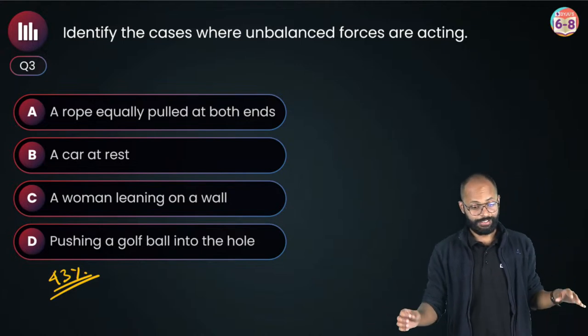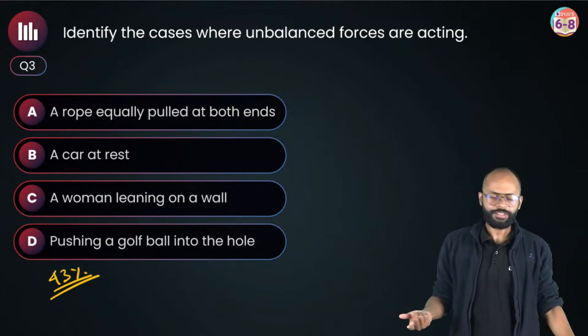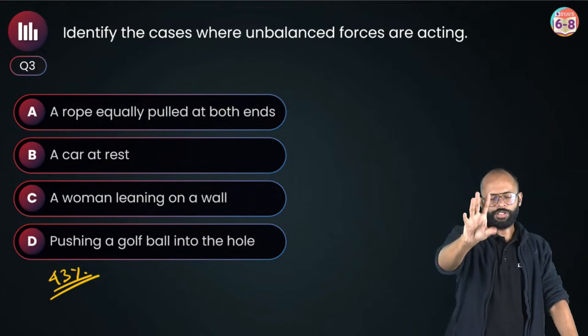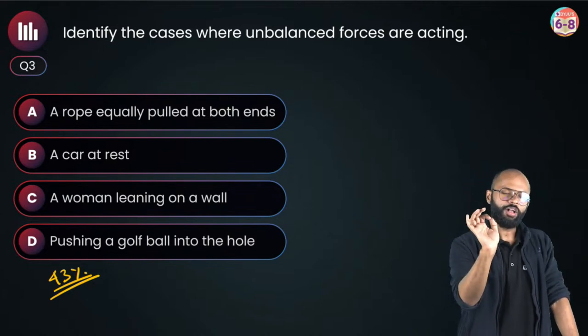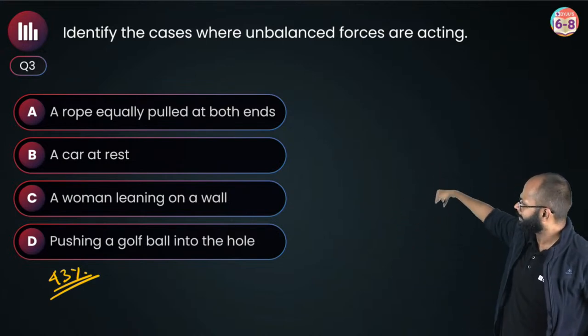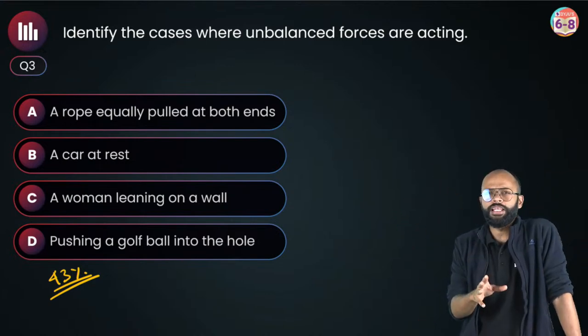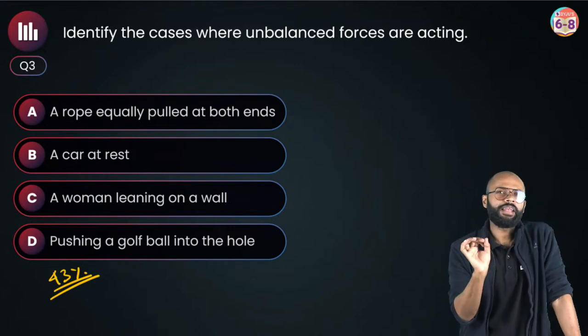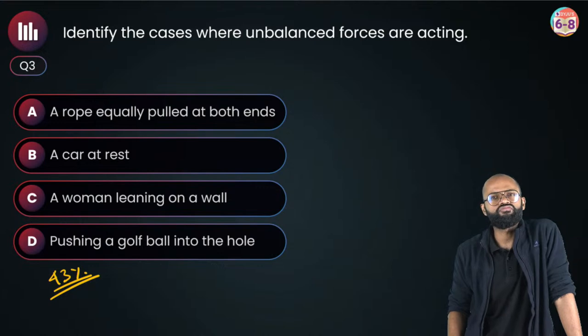43% is option D. Very good. That's true. Arre, ibba batao. Think about it. All these objects, right? All these things. How will you tell which one has unbalanced force? Unbalanced force, think and tell.